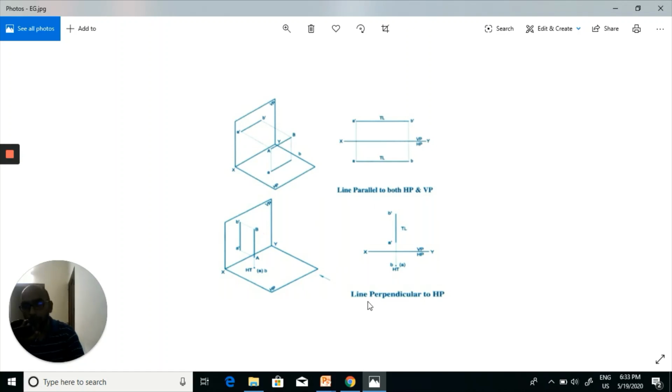Another line is perpendicular to HP. Here you have the HP, and this line is perpendicular to HP. Front view will be on the vertical plane. And if you see the top view, the projection of line AB will be a point on the horizontal plane.